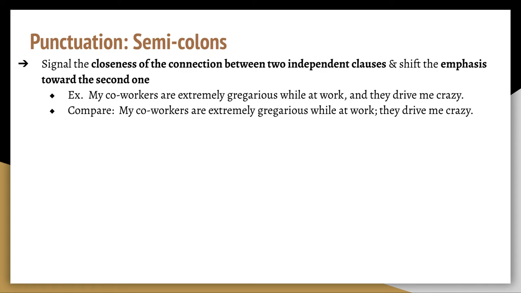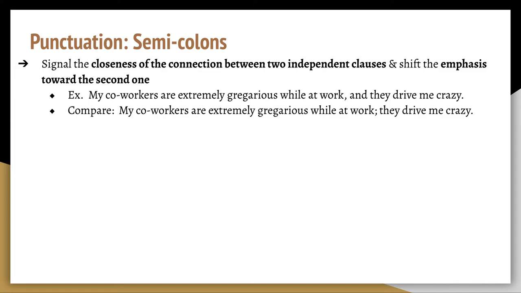On this slide, we have two examples of how you can combine two independent clauses together in a compound sentence. Take a moment to compare these two examples. Feel free to pause here and resume when you're ready.